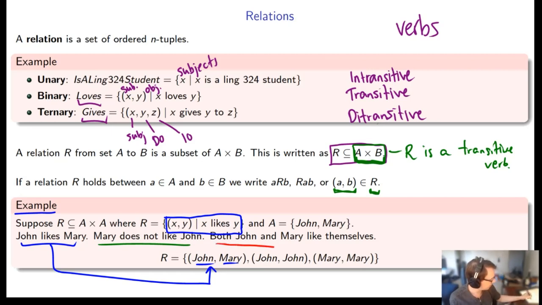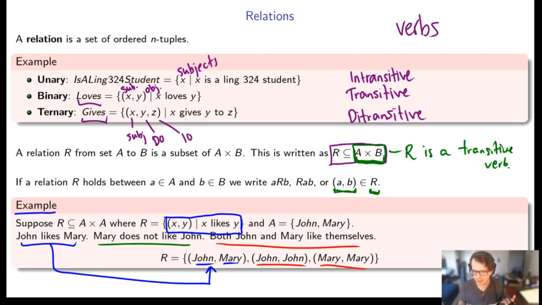But both John and Mary like themselves. So because John likes John, I put John in the relation. Because Mary likes herself, I put Mary in the relation. So my relation here consists of John-Mary, John-John, and Mary-Mary. And that's because John likes Mary, John likes John, and Mary likes Mary.